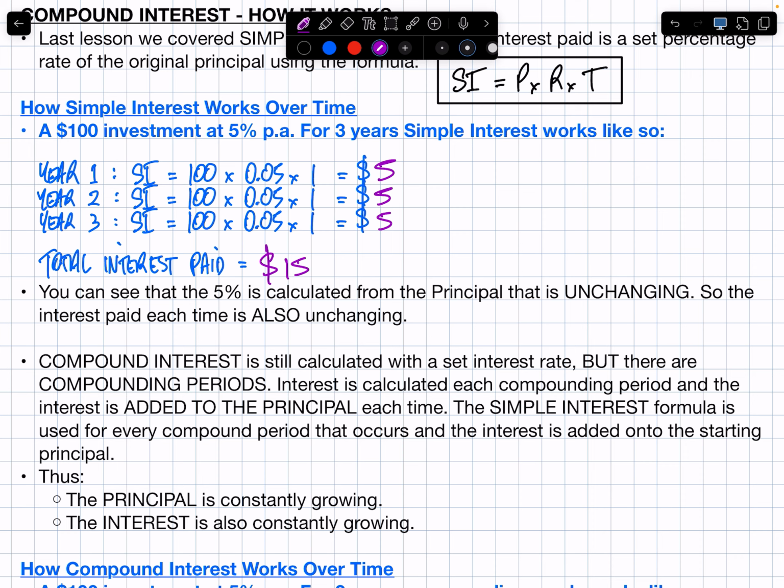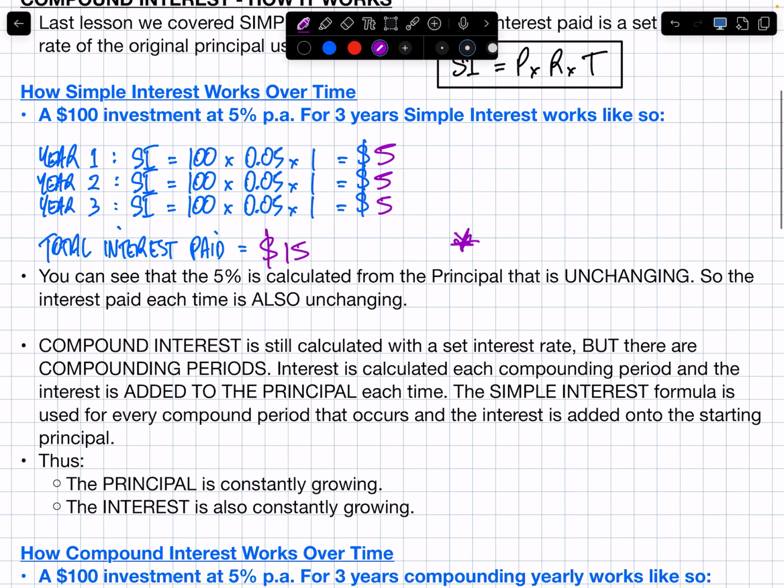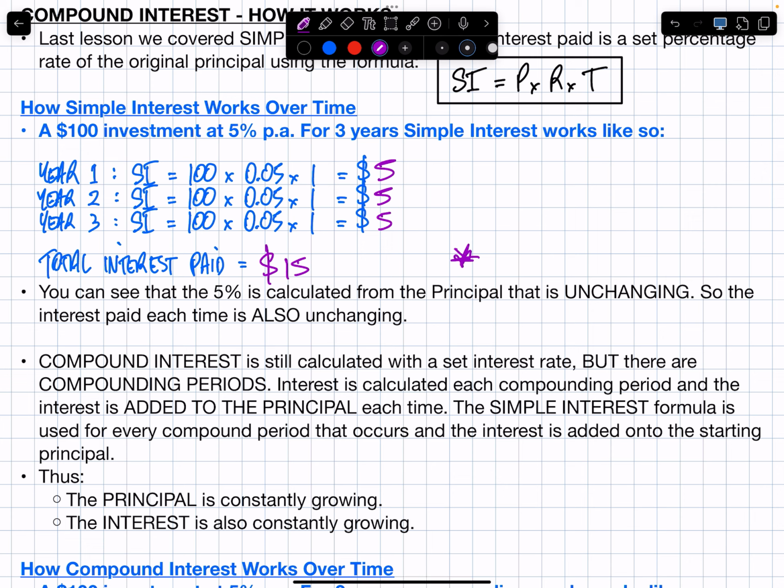Okay? I'll give you some time to get that example down. Hopefully you can see that 5% is calculated from the principal that is unchanging. It doesn't change at all. So the interest paid each time is also unchanged.